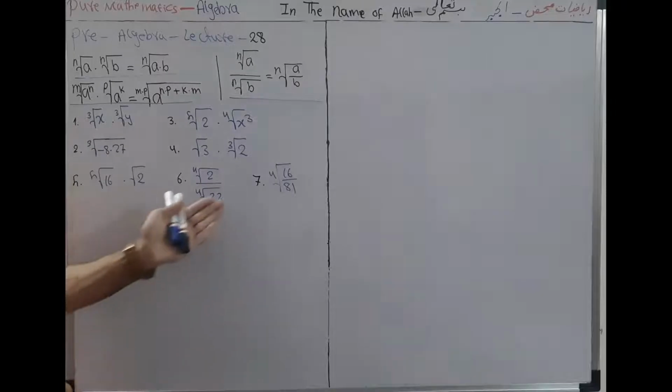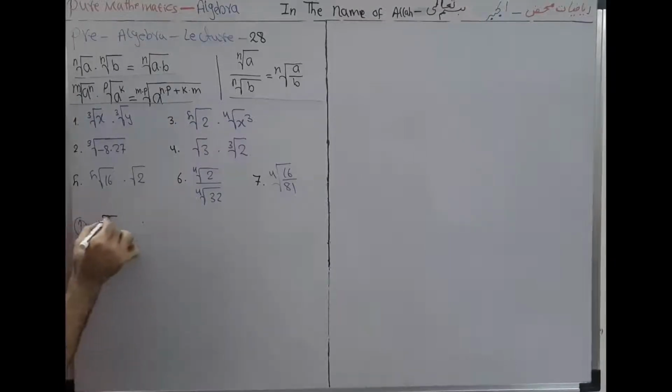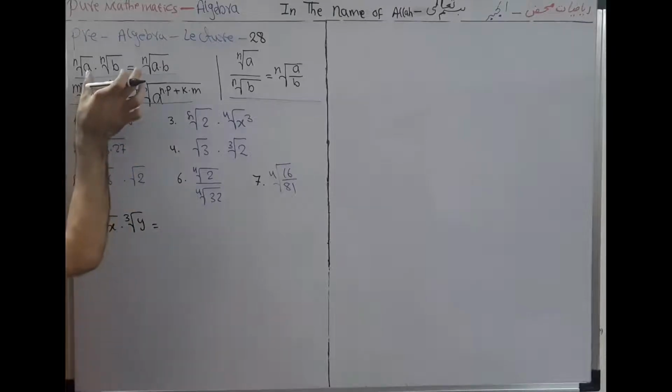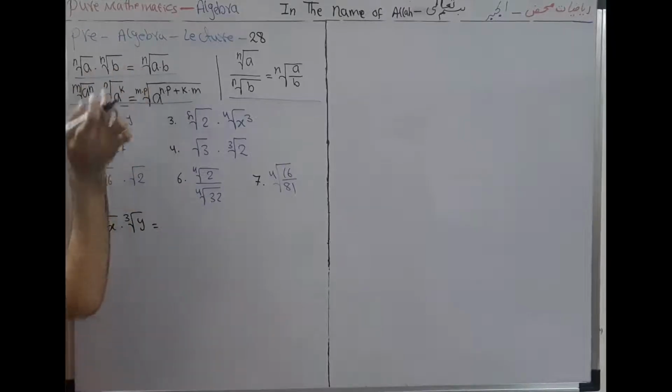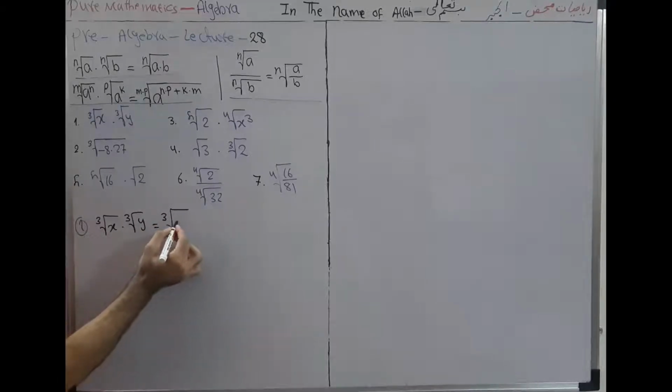Now here are 7 questions. We want to use these rules and solve these questions. First one, question 1. In question 1, we have the third root of x multiplied by the third root of y. It is equal to, it matches the first rule. Then we can write the third root of x multiplied by y.